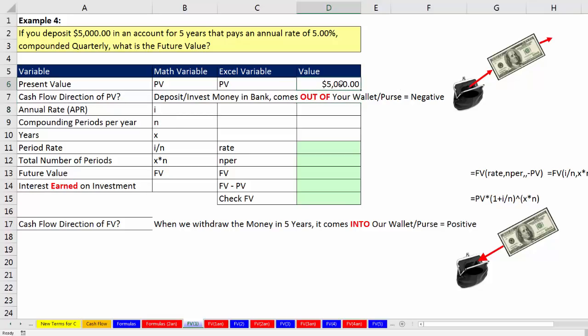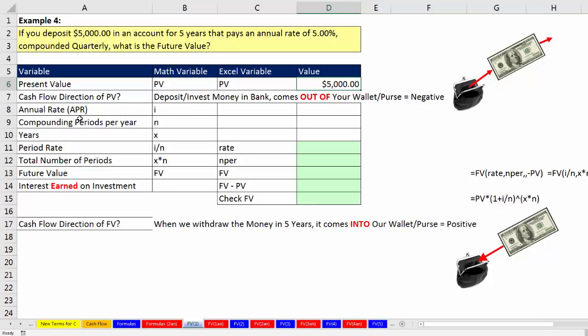And for that 5,000, we have to ask, what's the cash flow direction of the present value? Well, 5,000 deposited, that means it's coming out of our pocket. There it is, out of the purse or wallet and into the bank. So we're going to have to make sure and enter that into our Excel function as a negative.